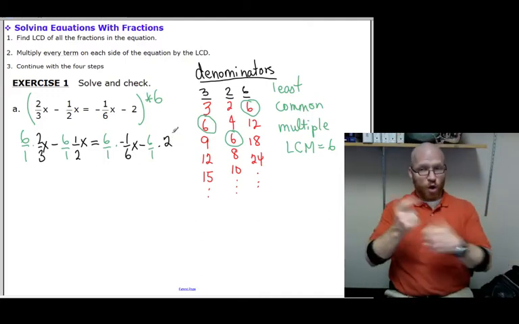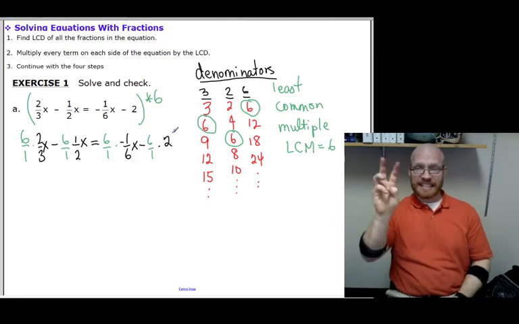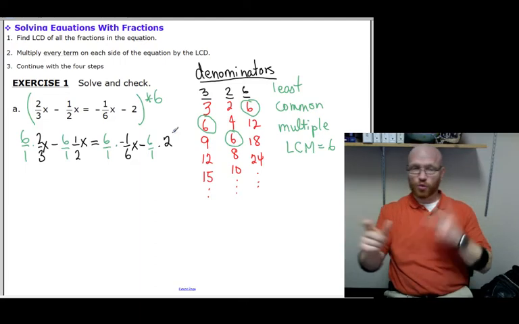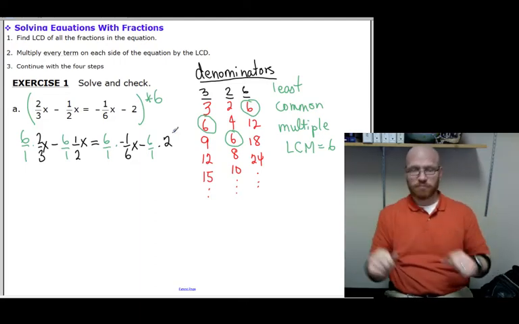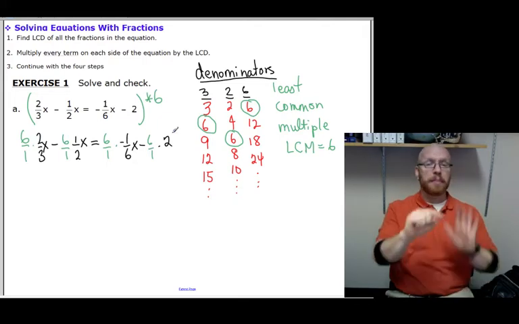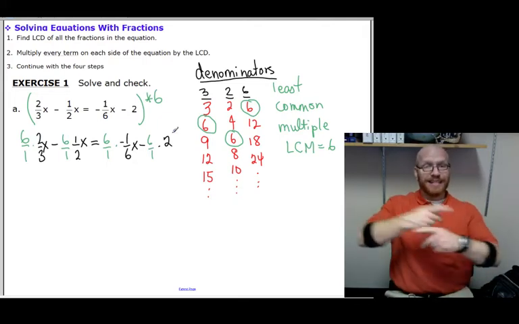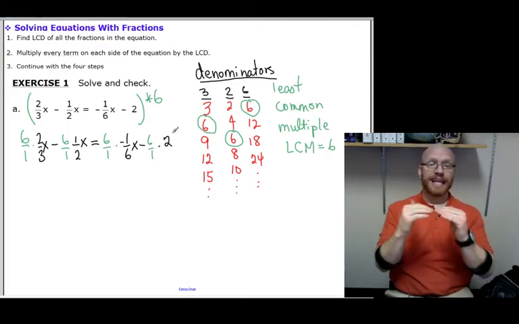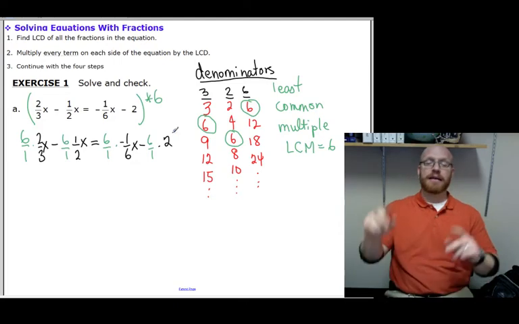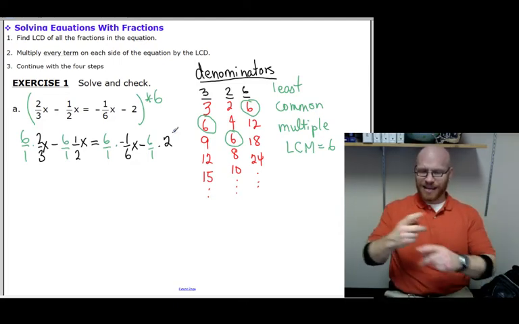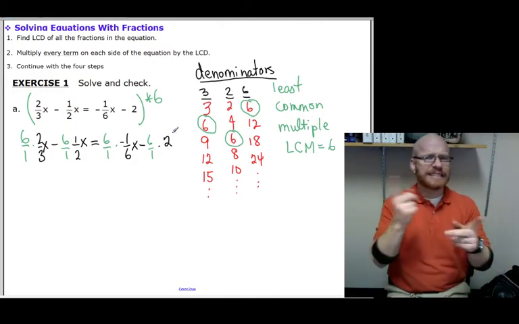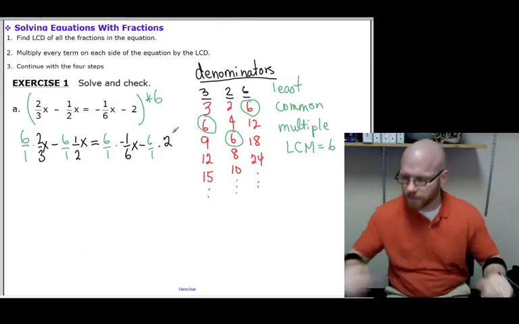Let me check my work. I already saw one mistake. So we had 6, and we multiplied four different terms, two on the left, two on the right. So we have 6 over 1 times 2/3 x minus 6 over 1 times 1/2 x equals 6 over 1 times negative 1/6 x minus 6 over 1 times 2. It appears pretty good. So let's see what happens when we multiply the fractions.